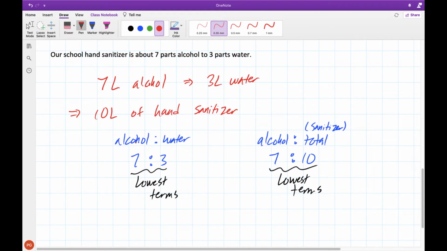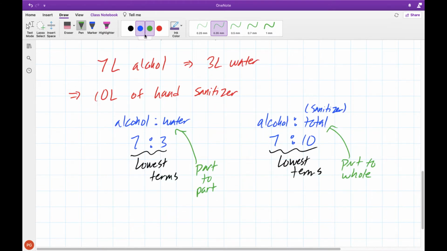If we're comparing two parts of our mixture, so this is one part of our mixture and another part of our mixture, this is called a part-to-part ratio. If we're comparing one part of our mixture to the total, this is called a part-to-whole ratio, because we're comparing one part of our ratio to the total at the end.